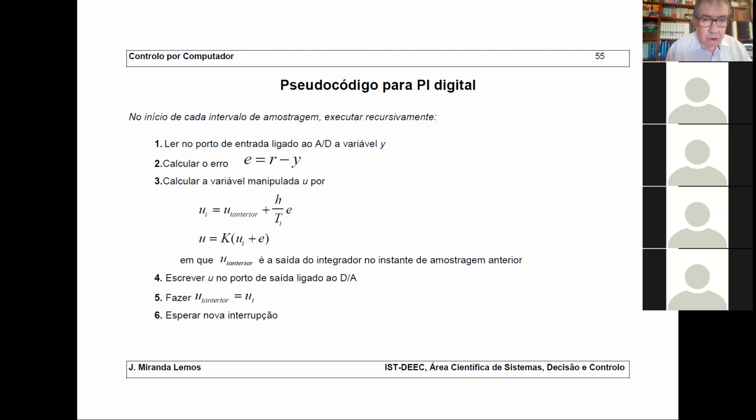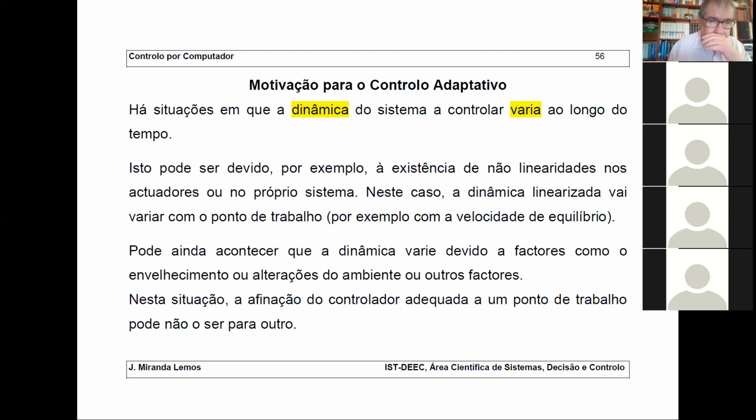Okay, so the pseudocode for the digital PID is what I said. I want to repeat. Now, let me speak a little bit about adaptive control, which is concerned with the fact that you can exploit the advantages of having a computer and not just some fixed hardware where you do some multiplications.